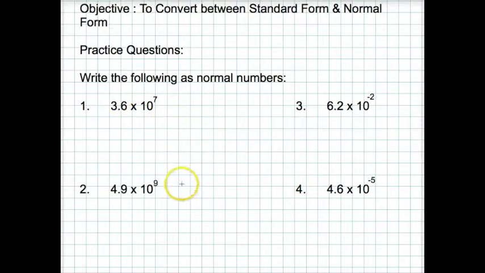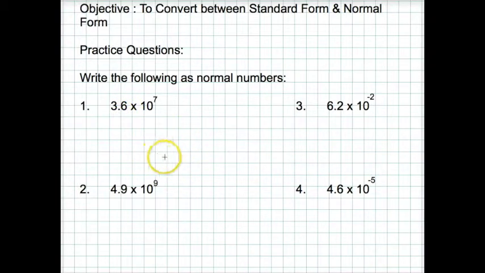What I'd like you to do now is to pause the video, have a go at converting these questions here into normal form, and when you're happy with your answers, restart the video and we'll go through the model answers together. So pause the video now, have a go at questions 1 to 4.